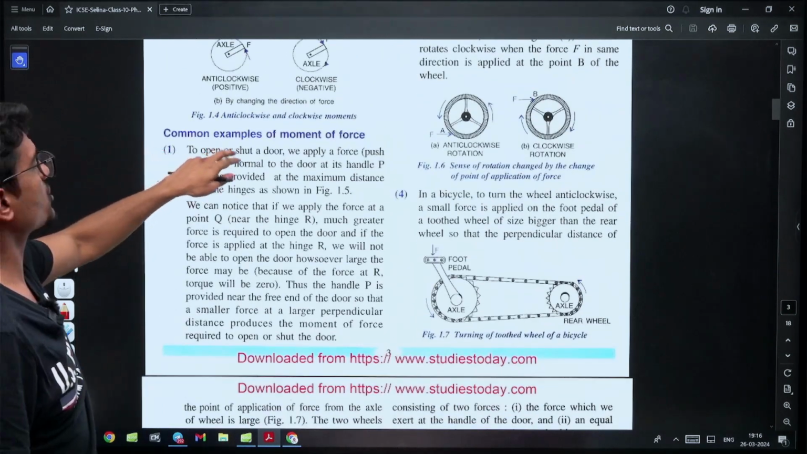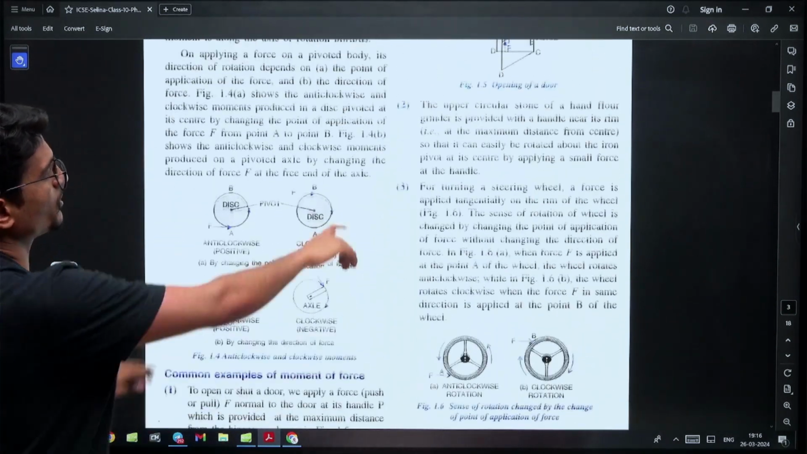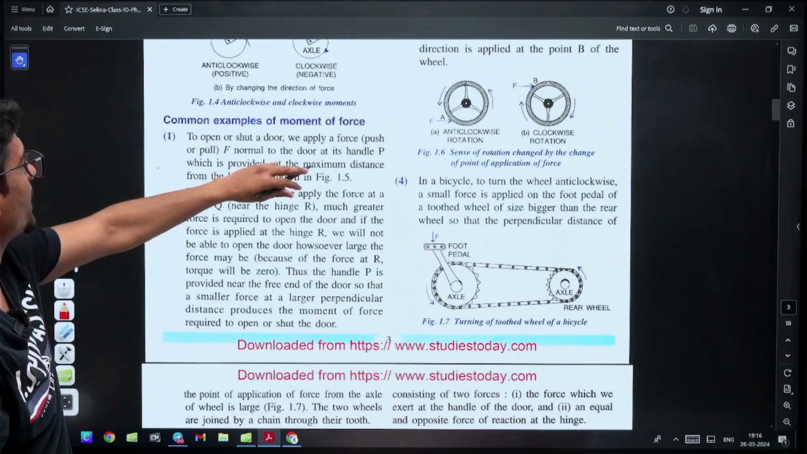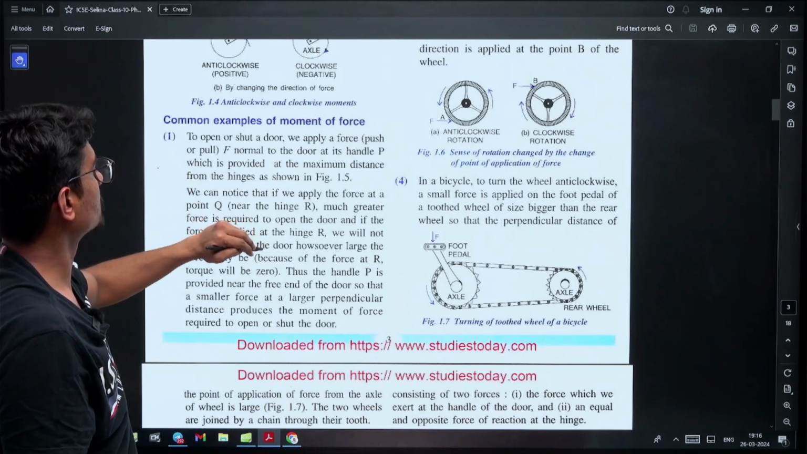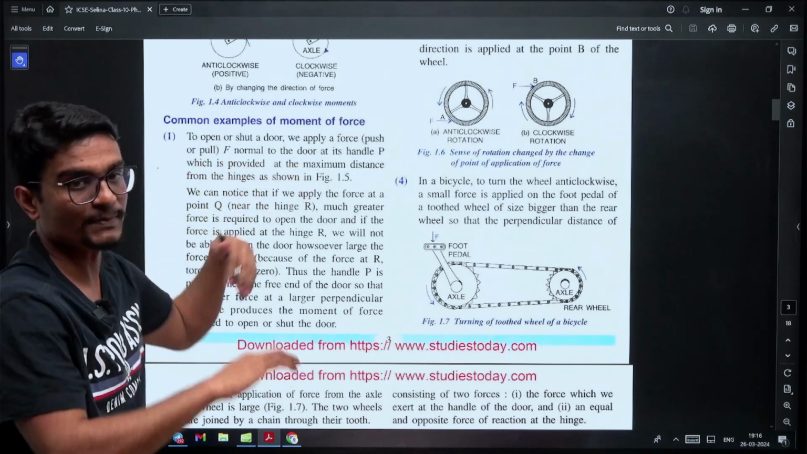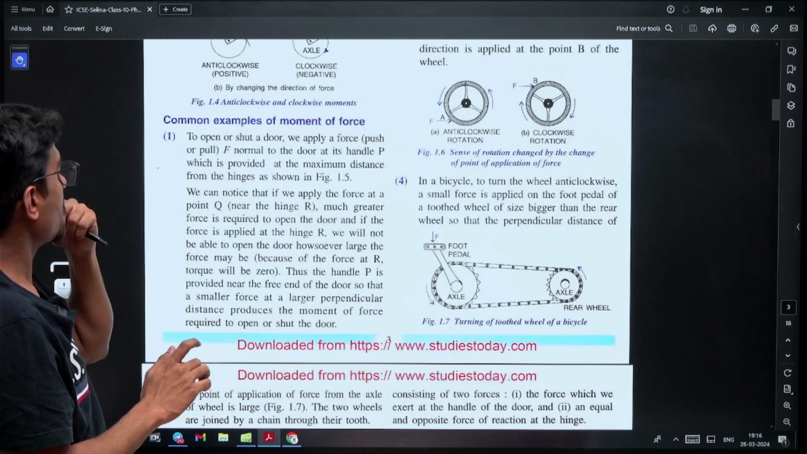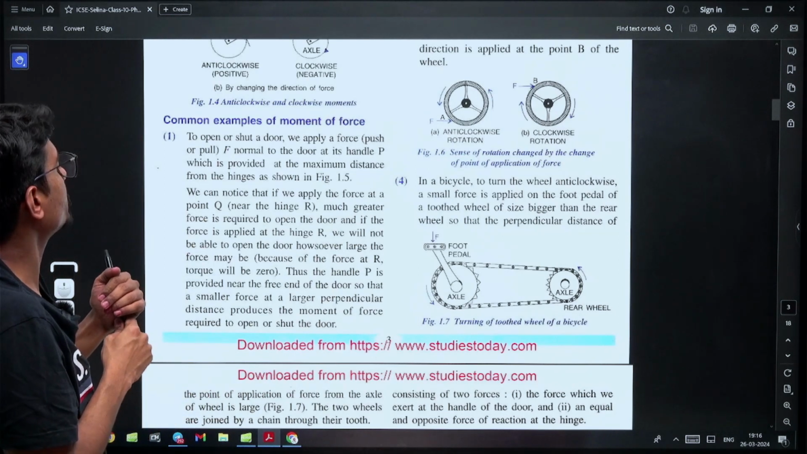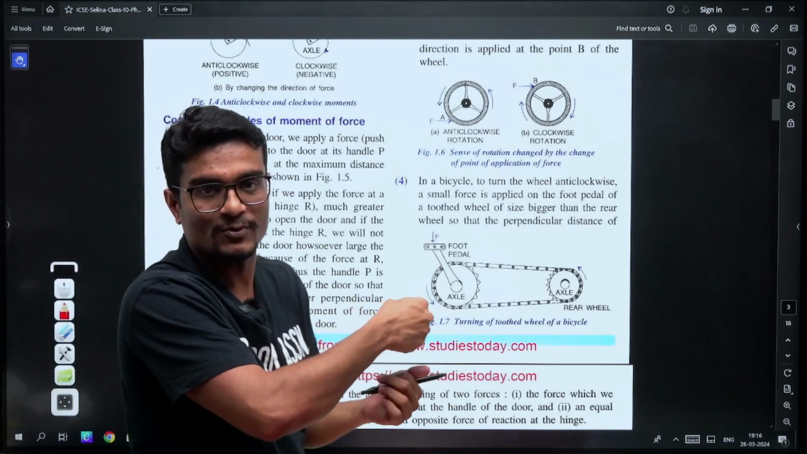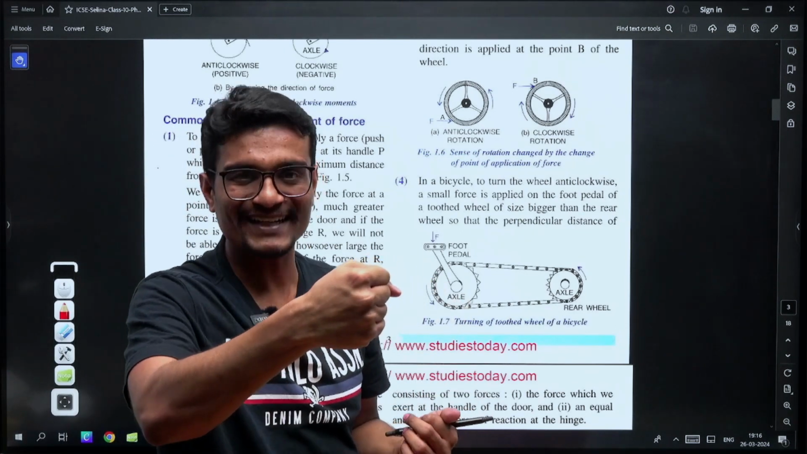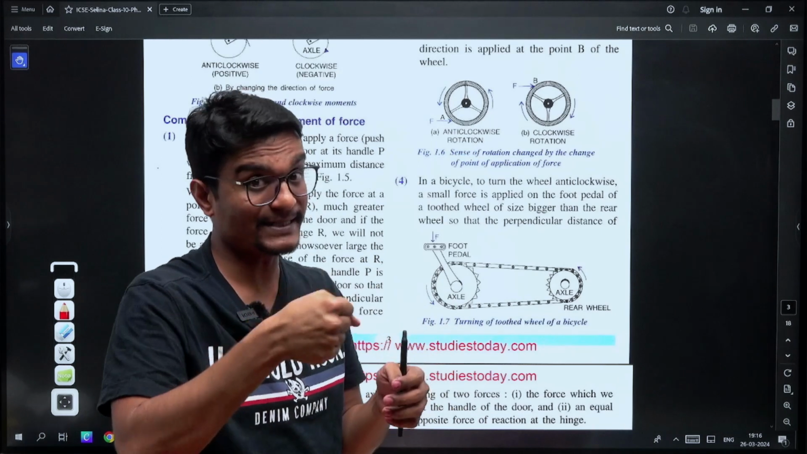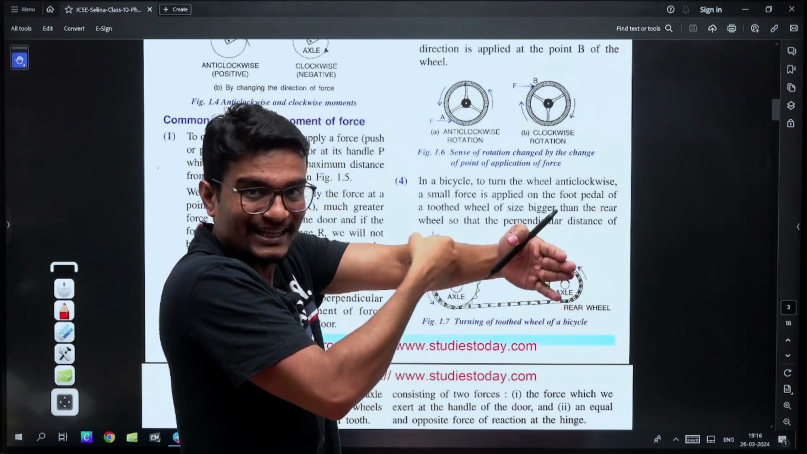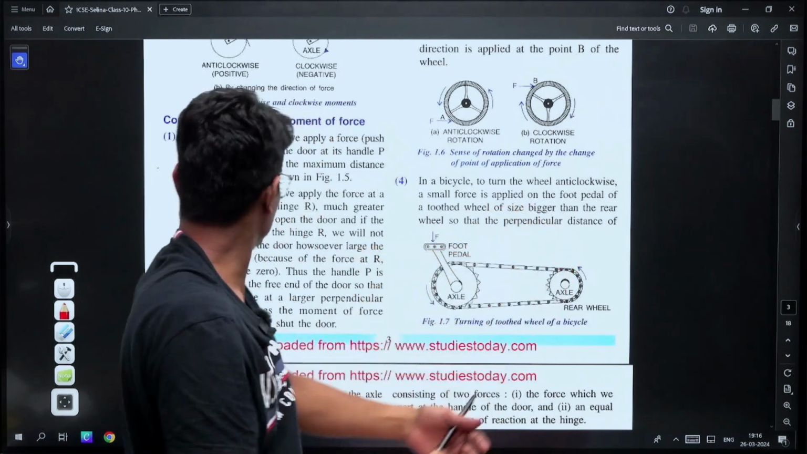To open or shut the door, there is a door, you can see there. To open or shut the door, we apply a force, that is a push or a pull, normal to the door, that is perpendicular to the door, and to its handle, which is provided at the maximum distance from the hinges. The handle is always provided at the end of the door, right? The handle is never in between. This is the door, and you will never find a handle here. You will find the handle here, right?